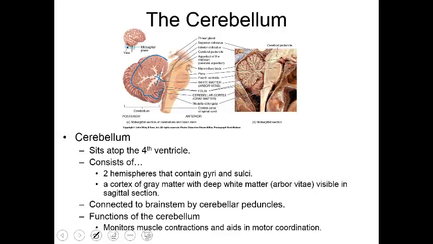Now, the cerebellum is connected to the brainstem via cerebellar peduncles. You have the cerebral peduncles that connect the brainstem to the diencephalon. You have cerebellar peduncles that connect the cerebellum to the brainstem. Now the functions of the cerebellum are coordination of muscle contractions. We'll talk more about this when we get to the lab, but it is the coordination center for muscle contractions.